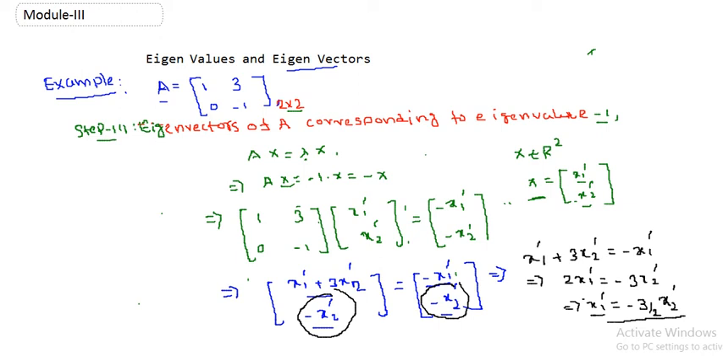So x1 dash depends on x2 dash. We can put a value of x2 dash and from there we will get the value of x1 dash. If I put x2 dash equals 1, we get x1 dash equals minus 3 by 2. If I put x2 dash equals 0, x1 dash will be 0. So what is the solution space? The solutions are the eigenvectors of the matrix A.